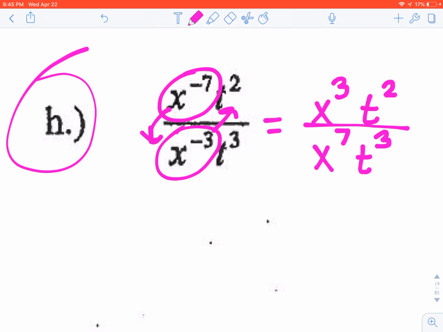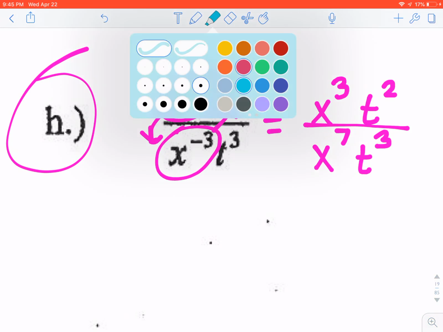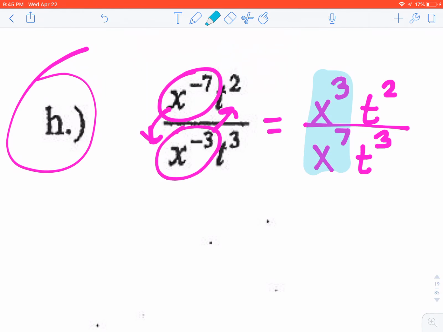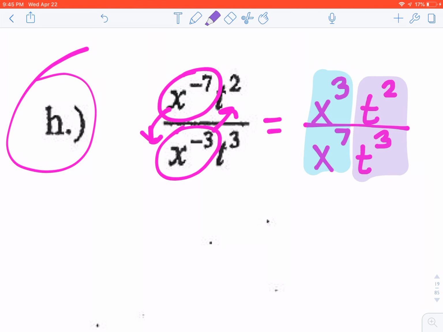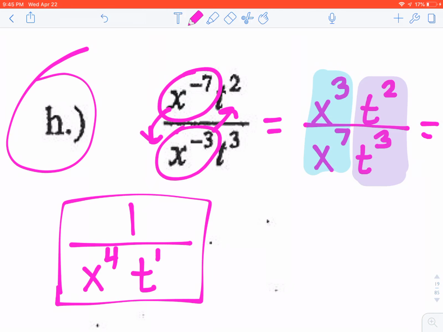Once you make everything positive, again, now look and see what bases we have that are the same. So we have our x's and we have our t's. Okay. So you're going to simplify. So I'm going to make our fraction bar again. The x becomes x to the 4th, goes on the bottom. The t becomes t to the 1st, stays on the bottom. Okay, again, leaving things where the bigger exponents are. So your solution for h is 1 over x to the 4th, t to the 1st.